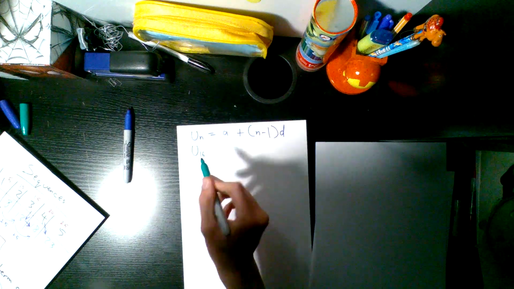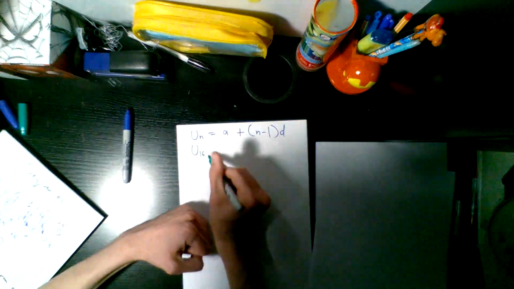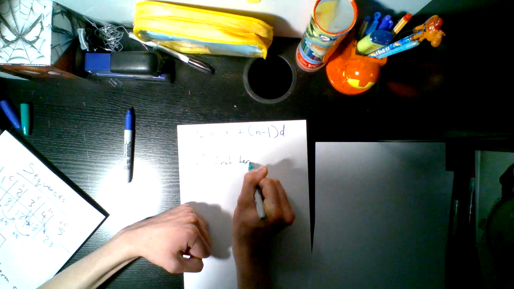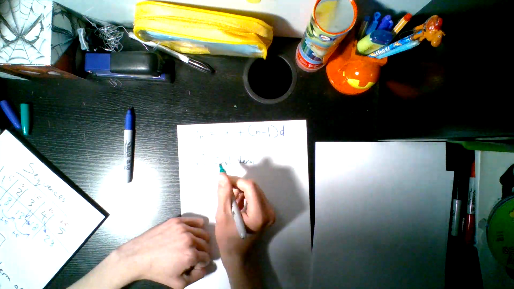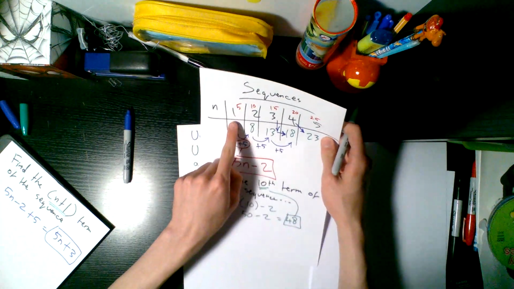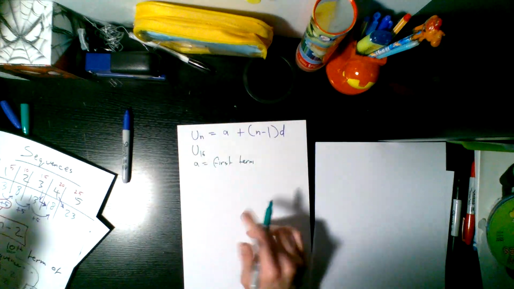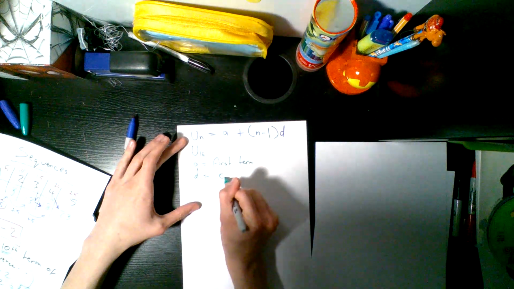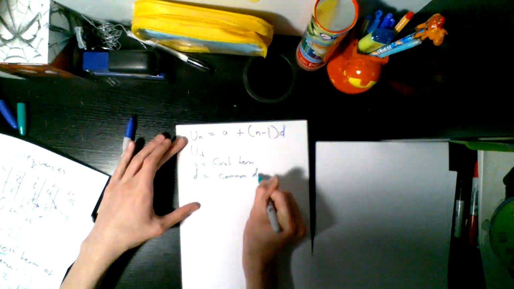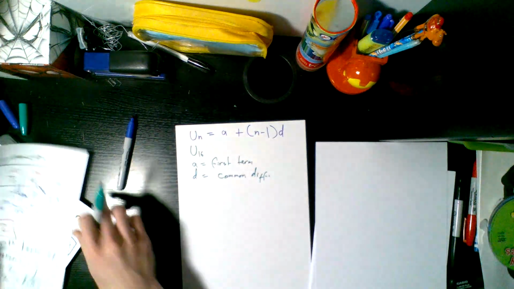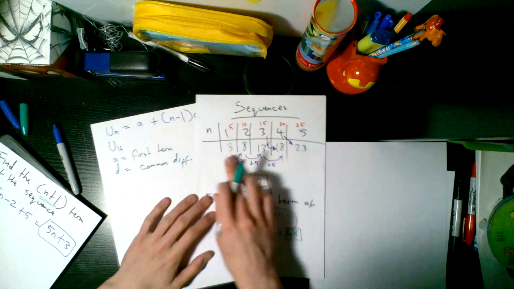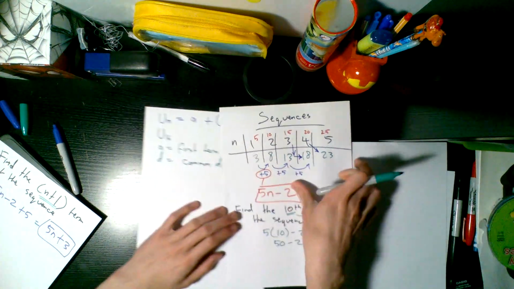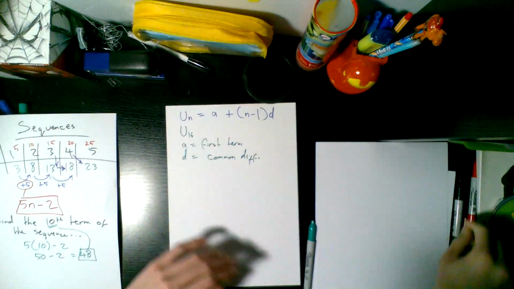Okay, find the 16th term of the sequence. The a means the first term of the sequence. For example, here the first term was 3. And then the d is the common difference. So here, for example, in this sequence we drew previously, the a, the first term, was 3 and the common difference was 5.